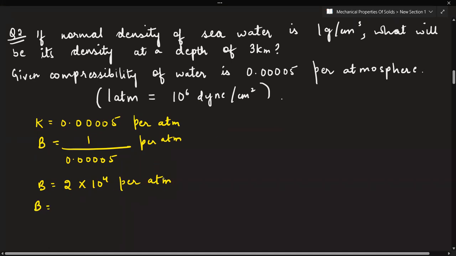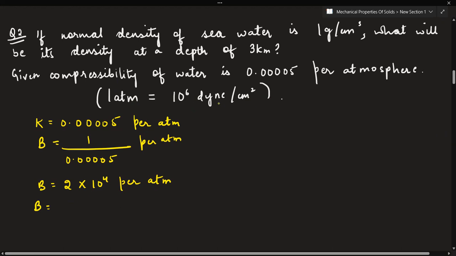So let us convert it into dyne per centimeter square. And for conversion of per ATM into dyne per centimeter square, we require this relation that is already provided to us in the question. See, 1 ATM is equal to 10 to the power 6 dyne per centimeter square. So this much ATM would be equal to all this multiplied by 10 to the power 6. Simply unitary method that we have.